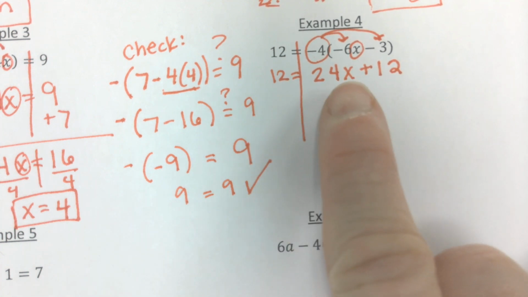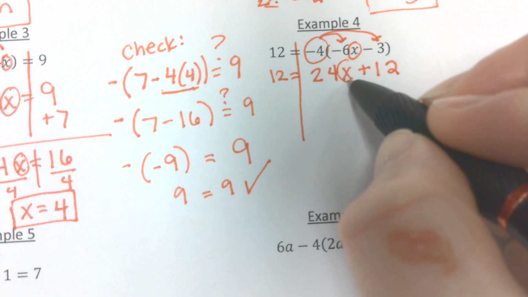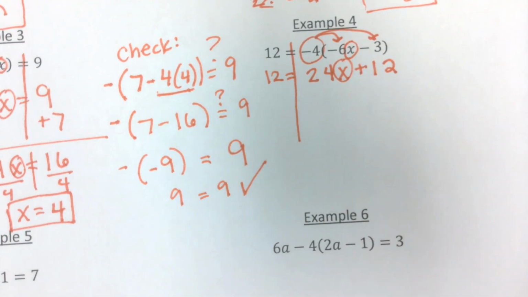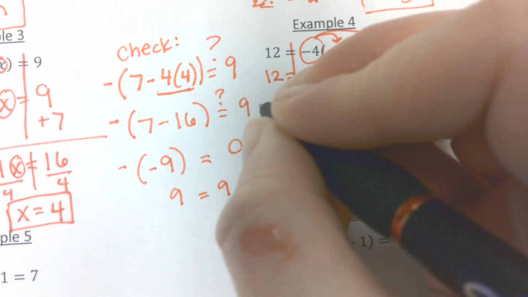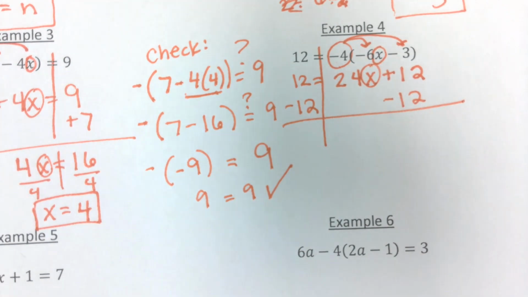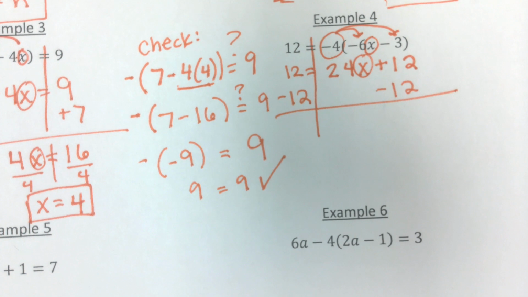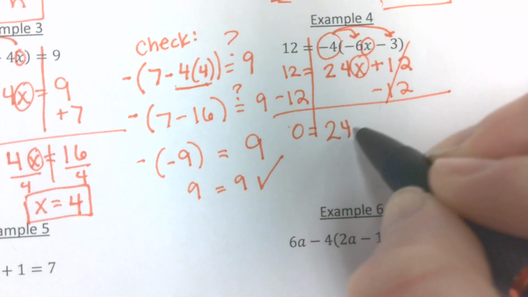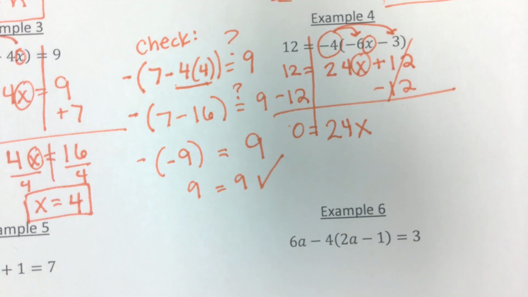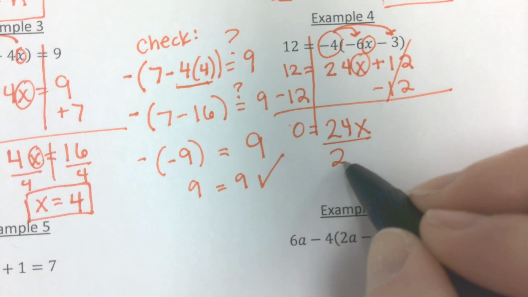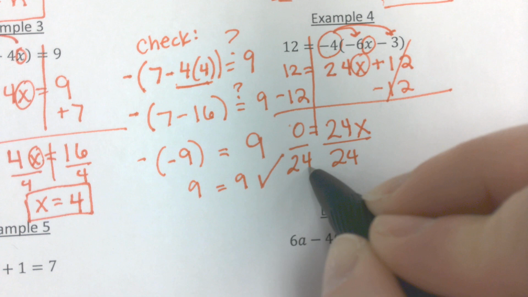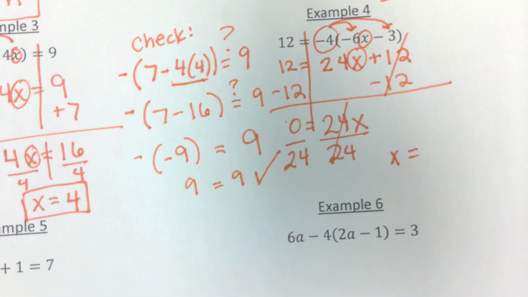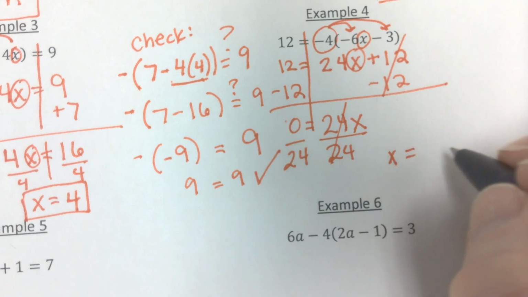So we need to get this x by itself. So we need to do the add subtract first. So see how we have a plus 12? So do minus 12. We get 0 equals 24x. Divide by 24 on both sides, and what do we get? 0 divided by 24 gives us 0.